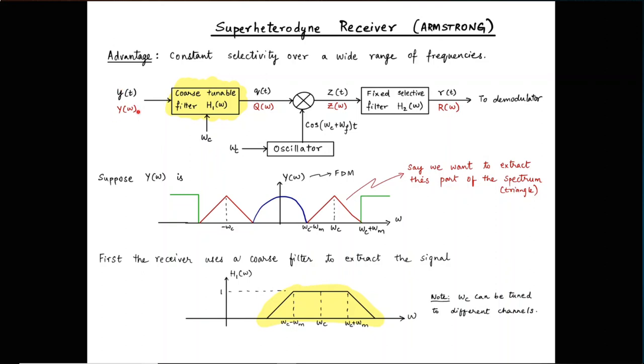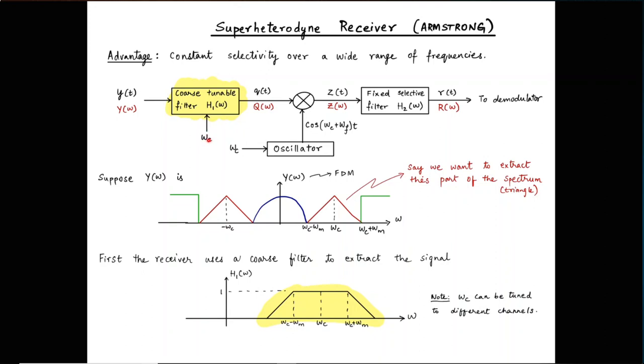And you see what we are saying. We are saying that y of t is a frequency division multiplex signal. Our receiver gets that from an antenna. Y of t Fourier transform is Y of omega. You are using a coarse tunable filter H1 of omega first, which is tuned to omega sub c. Omega sub c is the center frequency of that filter. Once you filter that out, we are calling that signal q of t, and in frequency, capital Q of omega.